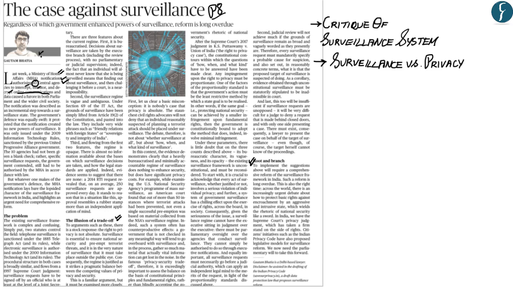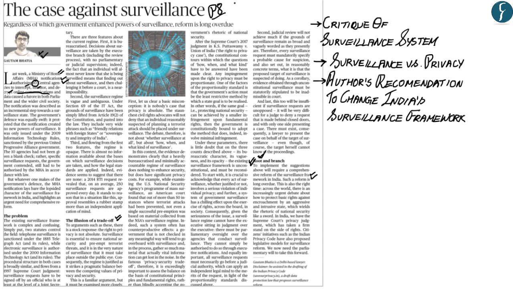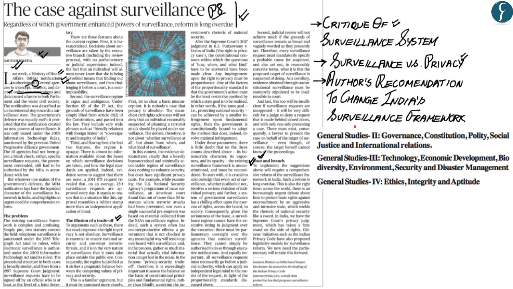Now the final aspect that this article provides are various recommendations which have been given by the author on how the surveillance framework of India can be changed. Now apart from this, as a recommendation, I would ask you to also read this article because it has been very well written, whereby this article gives you a comprehensive understanding of the critique of the surveillance system and of surveillance versus privacy.